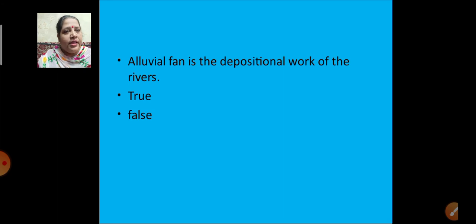Alluvial fan is the depositional work of the rivers. You all must be knowing what an alluvial fan is, correct? Alluvial fan means the alluvial soil which is brought down by the rivers gets deposited on the plains near the hills. It gets deposited in a triangular manner. That is called an alluvial fan. Is it the depositional work of the rivers or not? Yes, correct. It is true.